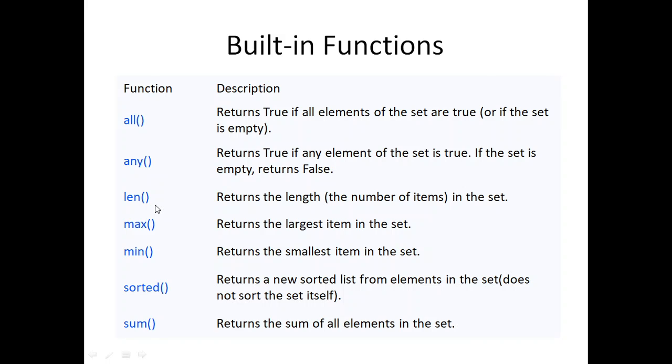Then the len function, which is used to find the length. It will return the number of elements in the set. Then max will return the maximum, largest item in the set. Min will return the smallest element. Then we have sorted, like in tuples. But here the set won't be sorted; instead it returns a new sorted list from elements in the set. So we'll take the elements from the set, sort them, and get a sorted list here.